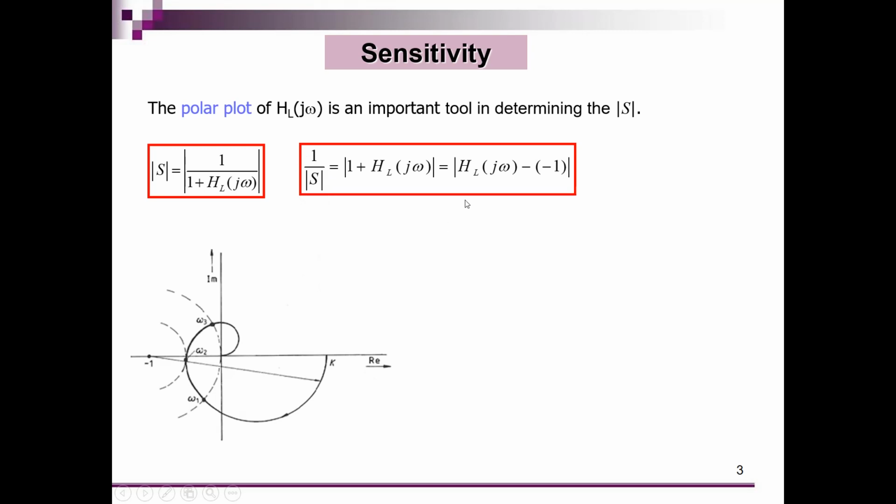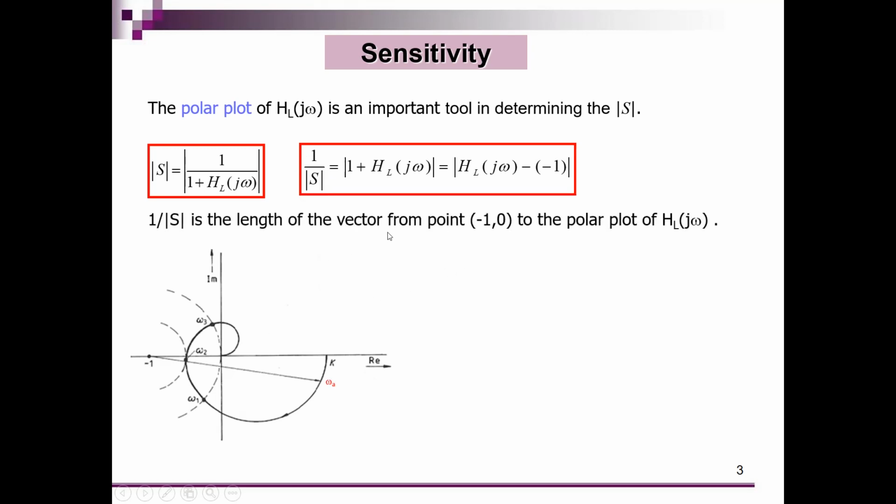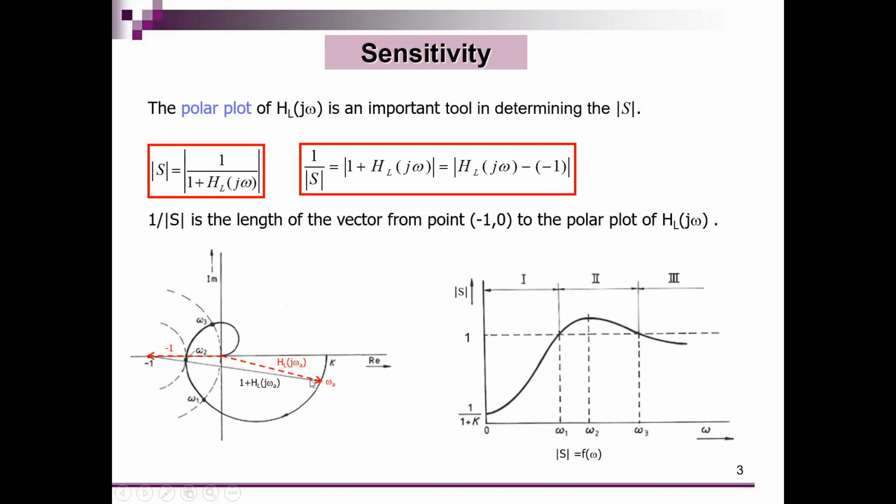And why is that? Because it's equal to the vector length from the point -1 plus the vector length from the origin to the Nyquist plot. Because when we add this vector length to the inverse of that vector length, then we have that vector length. So for deriving the sensitivity Bode plot, we have to look at the vector length from the point -1 to the Nyquist plot and take the inverse of it. So now we can calculate based on this figure how the Bode plot of the sensitivity will look like.